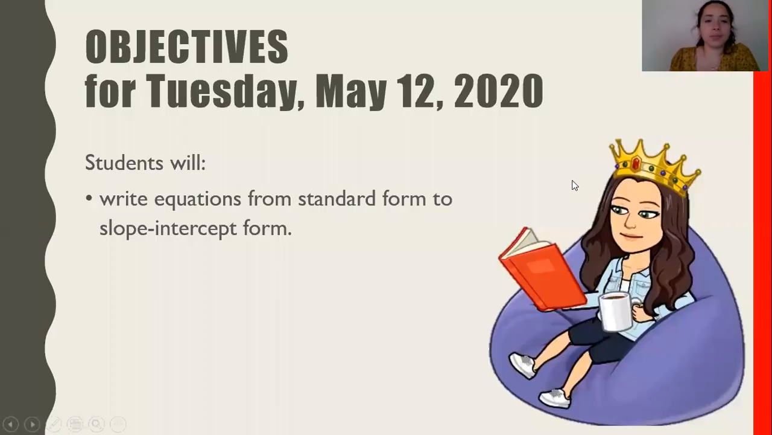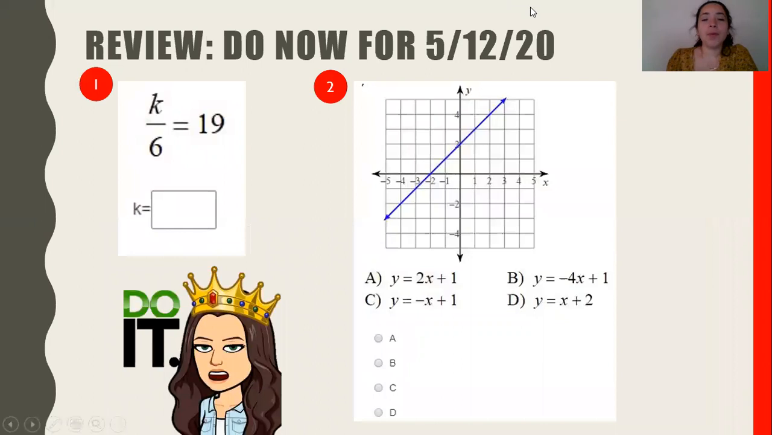So today is Tuesday, May 12th, and the objective is that you will write equations from standard form to slope-intercept form. But before we do that, I want us to go ahead and review the do now.